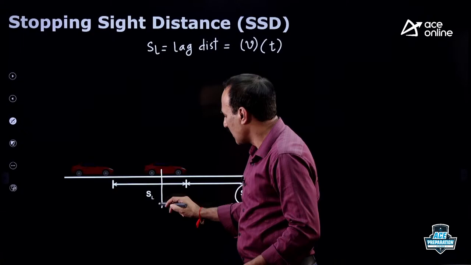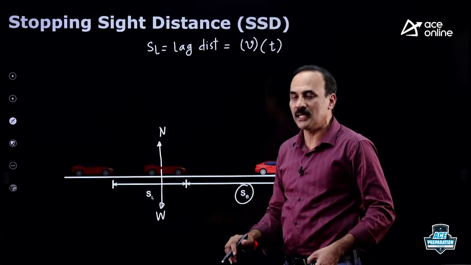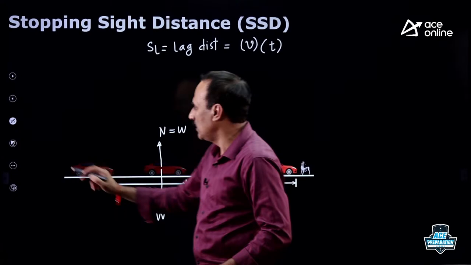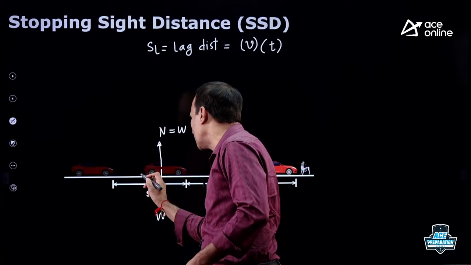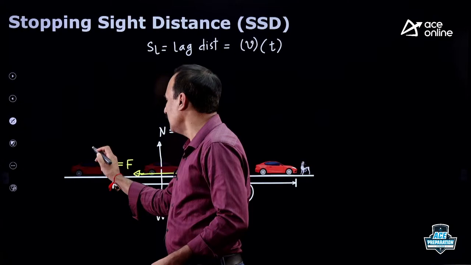The weight of the car is downwards. And the normal reaction will be normal to the contact surface, it is upwards. Contact surface is horizontal, that's why normal reaction is upward. As no other force is acting in vertical direction other than N and W, N will be equal to W. Normal reaction is equal to W. What is the other force acting parallel to the road surface? Opposite to the direction of motion, parallel to the road surface, there will be friction. And frictional force is equal to coefficient of friction into normal reaction, the coefficient of longitudinal friction into normal reaction.